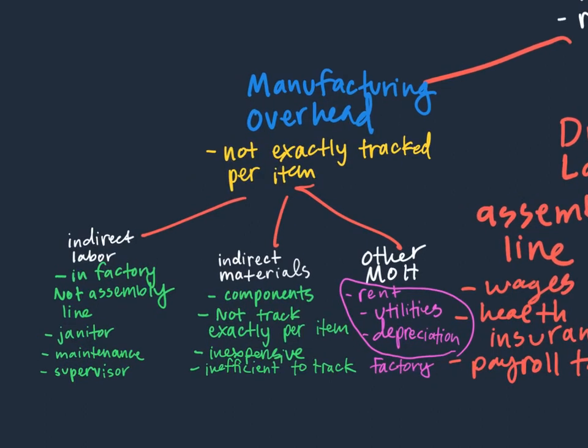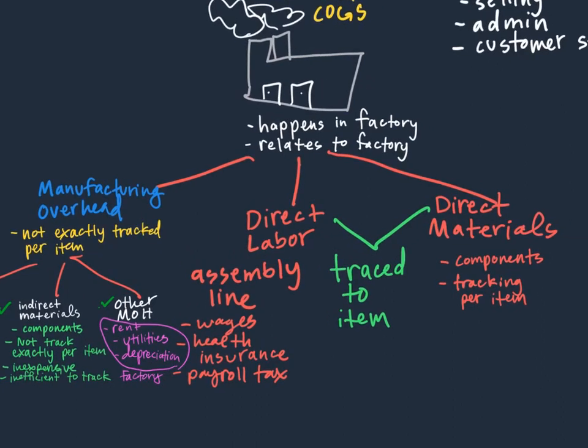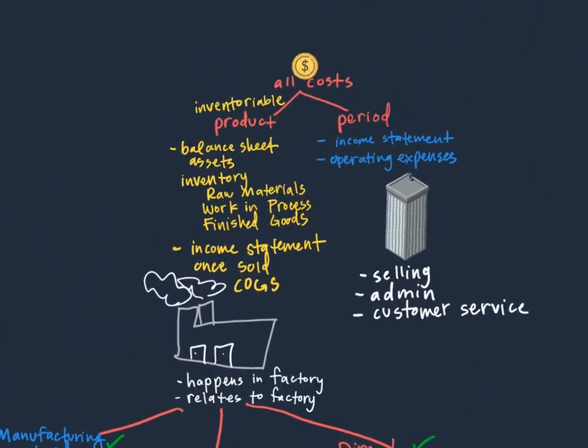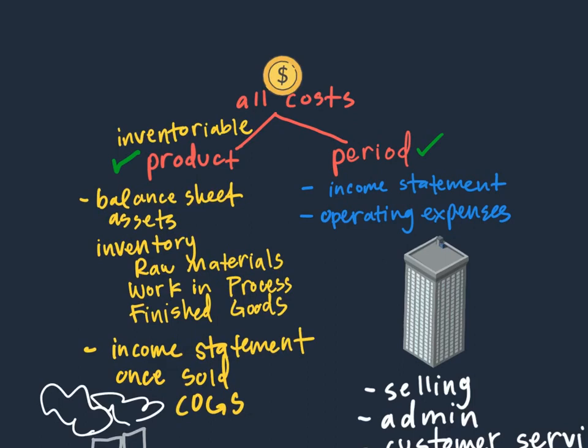So let's review. Here we have our 3 types of manufacturing overhead: indirect labor, indirect materials, and other overhead. And then up here, we have our 3 types of product costs: manufacturing overhead, direct labor, and direct materials. And then up here, we have product versus period costs. This completes our summary of cost classifications.